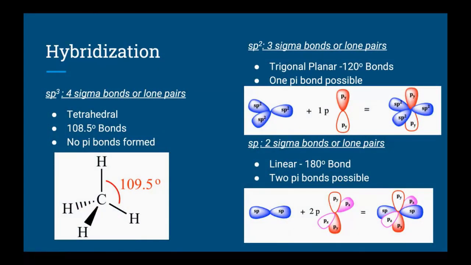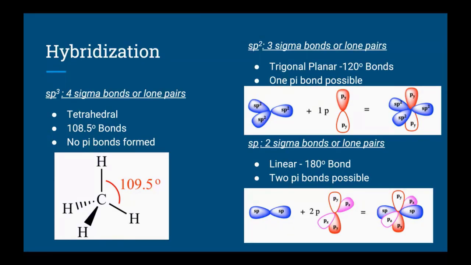Next, we have hybridization. For hybridization, this also gets into some of that stuff I was talking about with sigma bonds versus pi bonds. We have three forms of hybridization that we cover generally in OCHEM: sp3, sp2, and sp. sp3 molecules tend to have four sigma bonds or four sets of lone pairs, or any combination of that. They are tetrahedral, they have bond angles of 109.5, and no pi bonds can be formed because there are no p orbitals free to form those pi bonds.